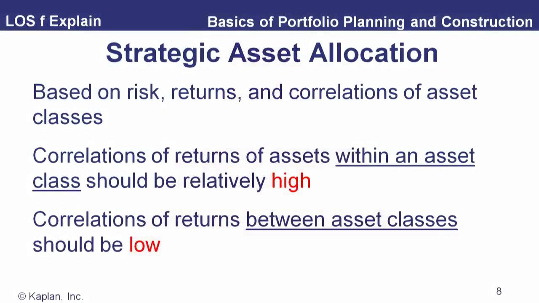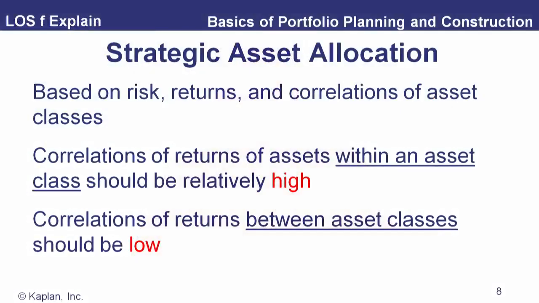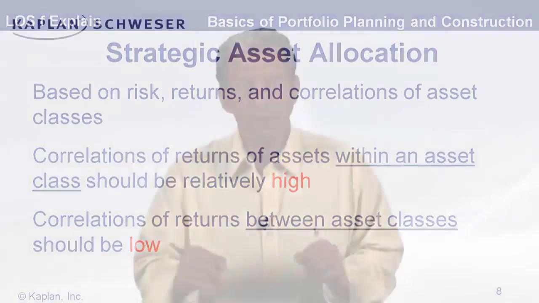And in general, correlations of returns of assets within an asset class should be relatively high, like large cap U.S. stocks. Generally, they tend to move together and have higher correlations. Between asset classes, we want those diversification benefits, which we know are higher when correlations are lower. So we want to identify asset classes that perform somewhat independently, so correlations are low, and within an asset class, put those assets that tend to move together, tend to have returns with reasonably high correlations.